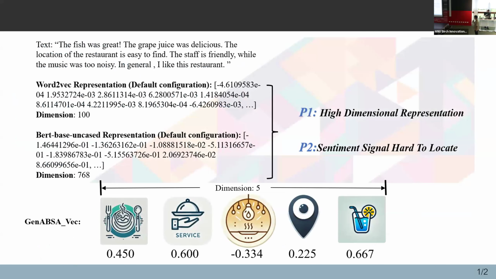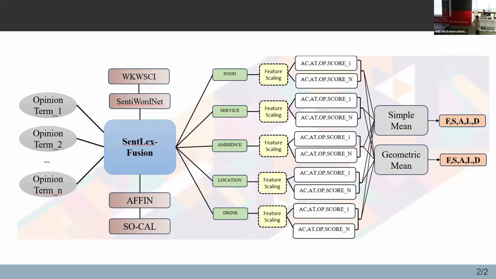Document level-based sentiment analysis is a very common text classification task. Usually, the text representation is fixed as a high-dimensional representation, and the sentiment signals are hard to locate. In our proposed method, we represent the text review in a raster domain with 5 aspect sentiment scores. For the restaurant, they have the food, location, service, the ambience and the drink.